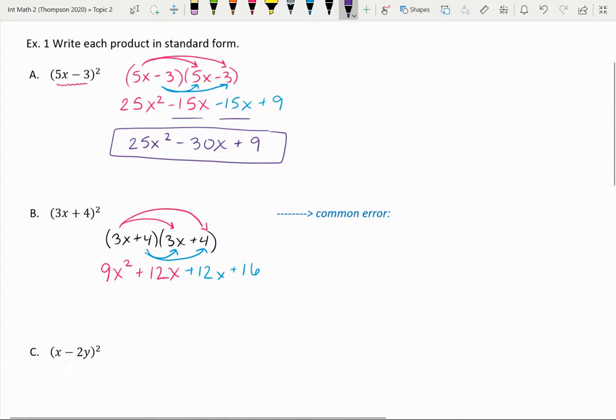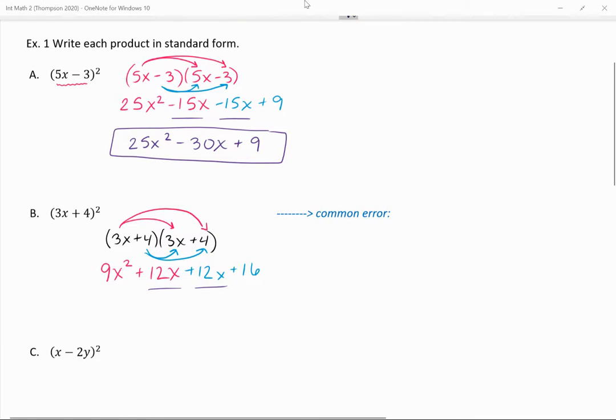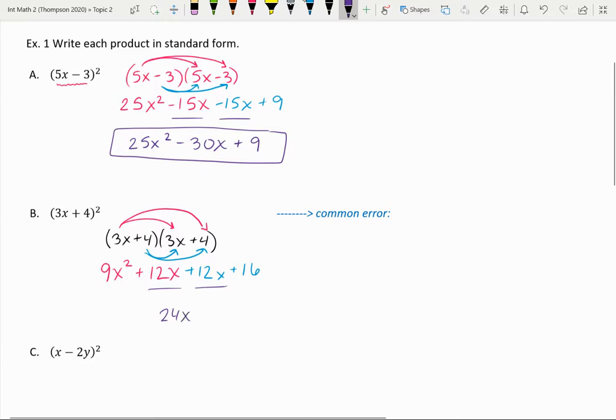Look for like terms. Oftentimes when I am multiplying binomials, the like terms are in the middle. This is no exception. It's not always, but that's always the first place that I look because it happens a lot. Okay. And this is going to give me 12x plus 12x is 24x. Right. I have my 9x squared. This is a positive 24x and then a positive 16 at the end.